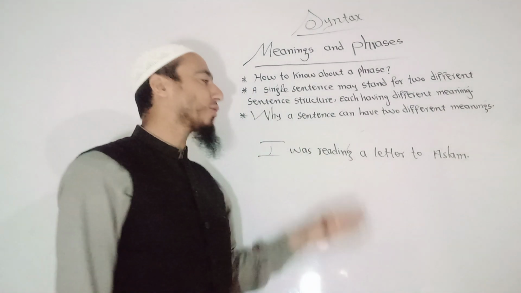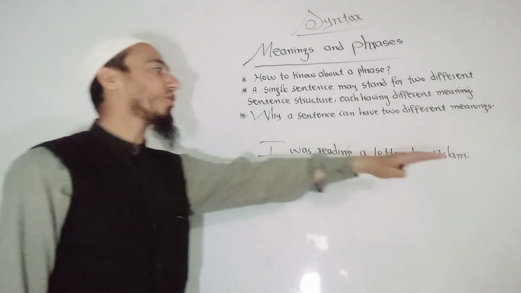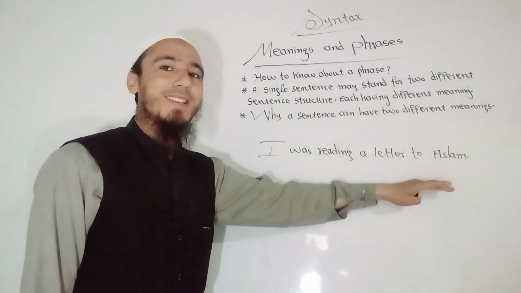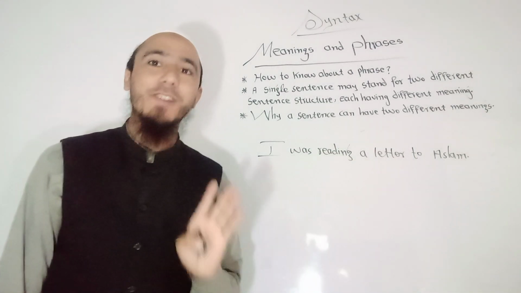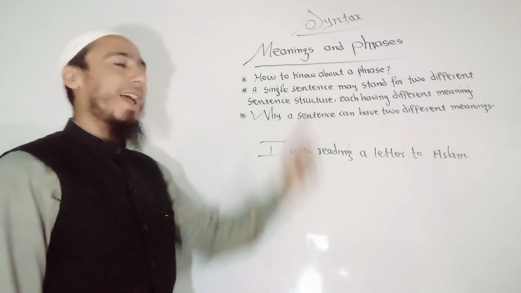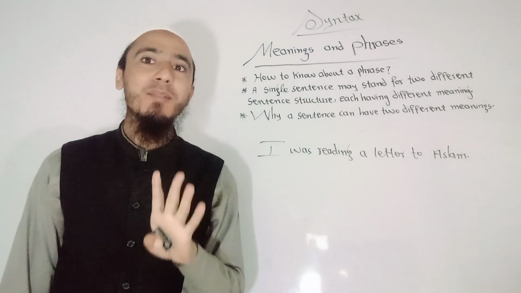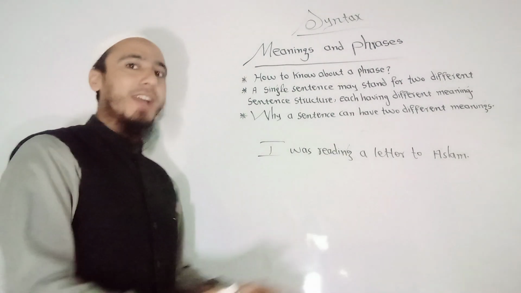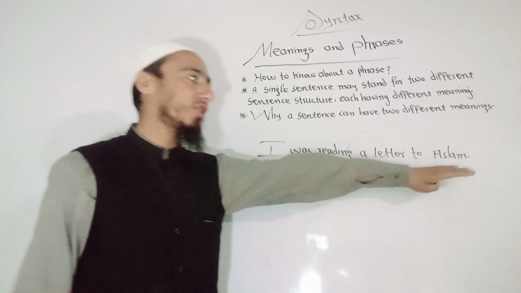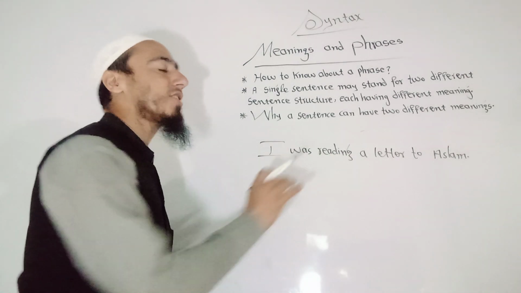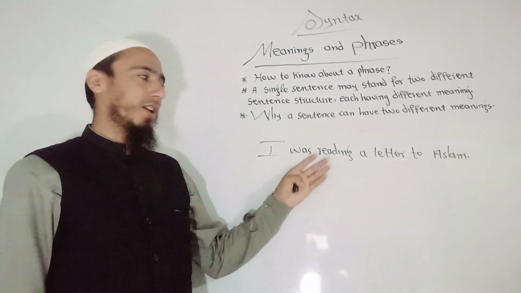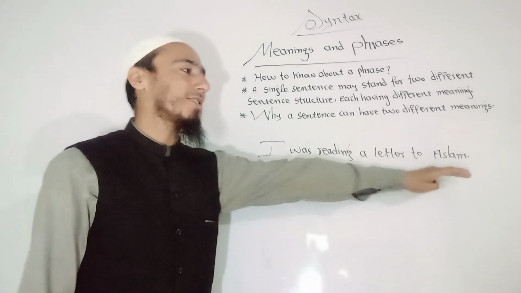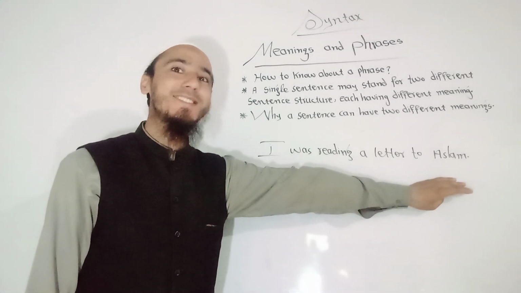First of all, I'm talking about two different sentence structures. I was reading a letter to Aslam. Here, this sentence can have two different structures, and it also has two different meanings. For example, let me derive two meanings from this. I was reading a letter to Aslam. One meaning conveys that someone has sent a letter to me, and I was reading this letter to myself.